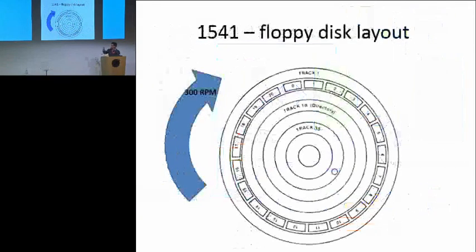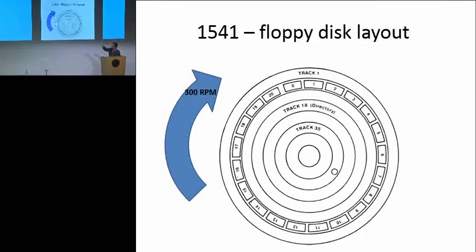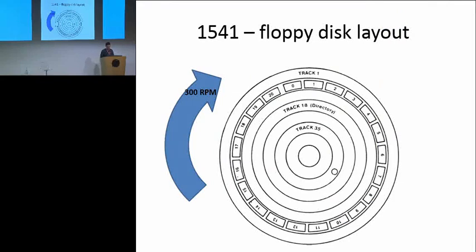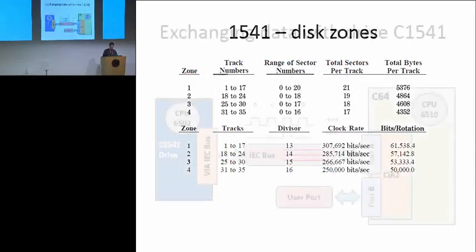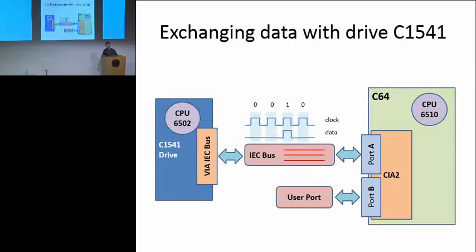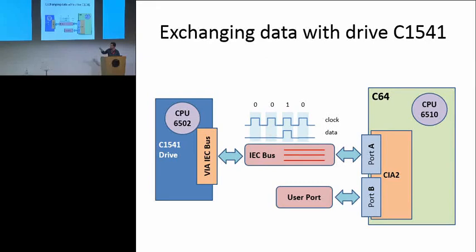How the disk is organized in tracks and sectors, and the speed is 300 rotations per minute. Disk zones we skip. Okay, how do we exchange data between the Commodore 64 and the drive using the serial bus? We have just 2 signals, the clock and the data.